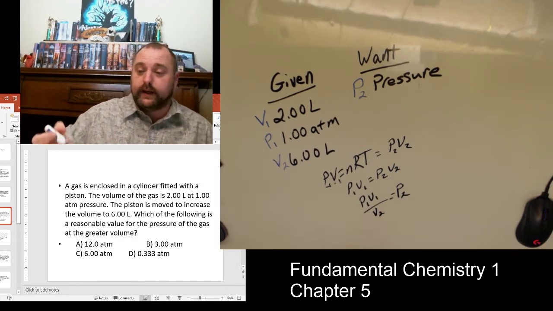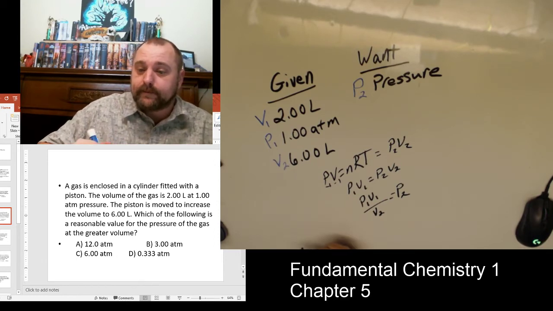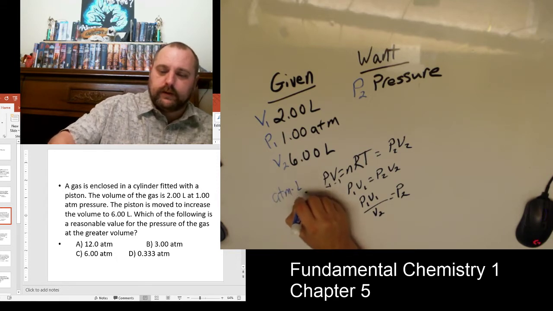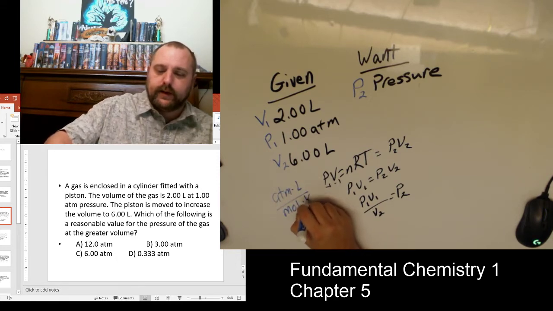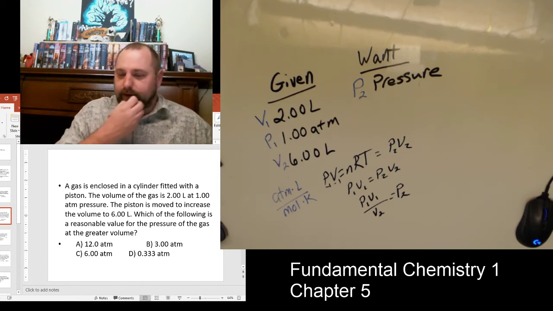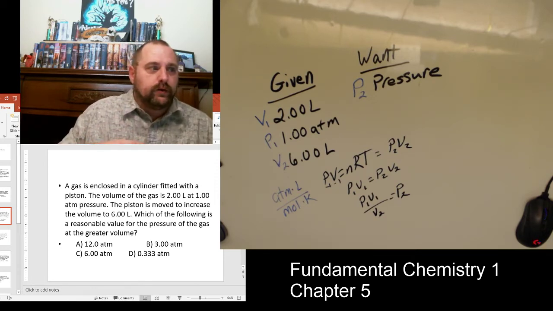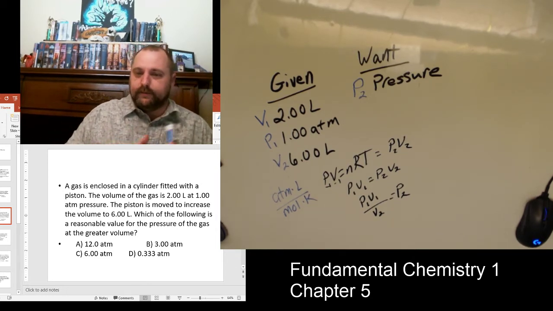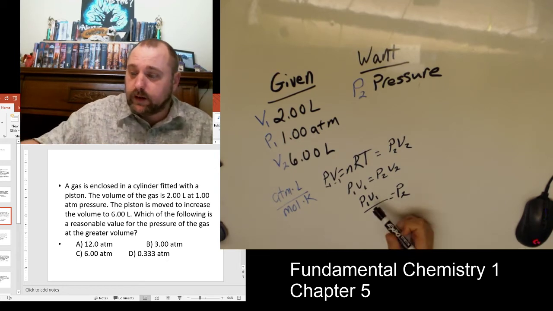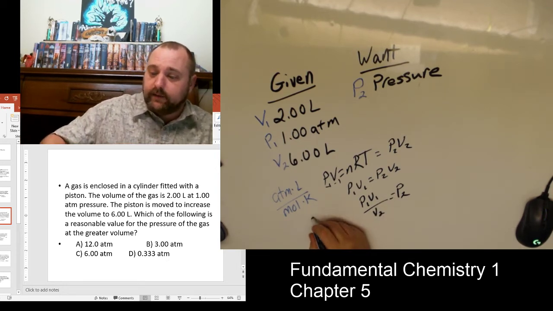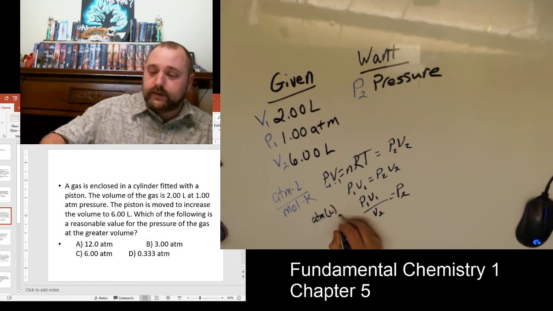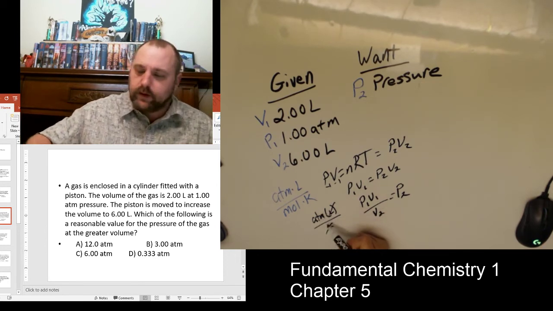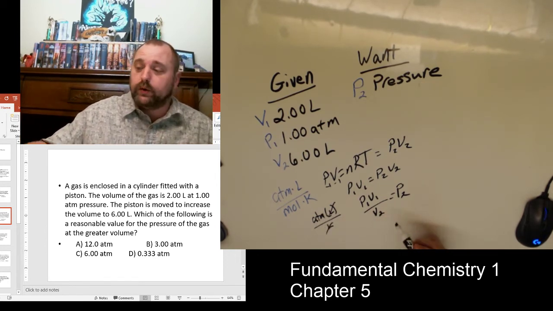A good way of checking that is our units for R, and so it was in atmospheres times liters over moles times Kelvin. Remember that's on the back of our periodic table if we ever forget where it's at. And so everything looks like they're in the right units, so I can go ahead and plug them in. We can plug in the units real quick, just double check that they're going to cancel out. I'll have atmospheres times liters over liters. Notice the liters cancel out, we're left with atmospheres, which is what we want for the pressure.